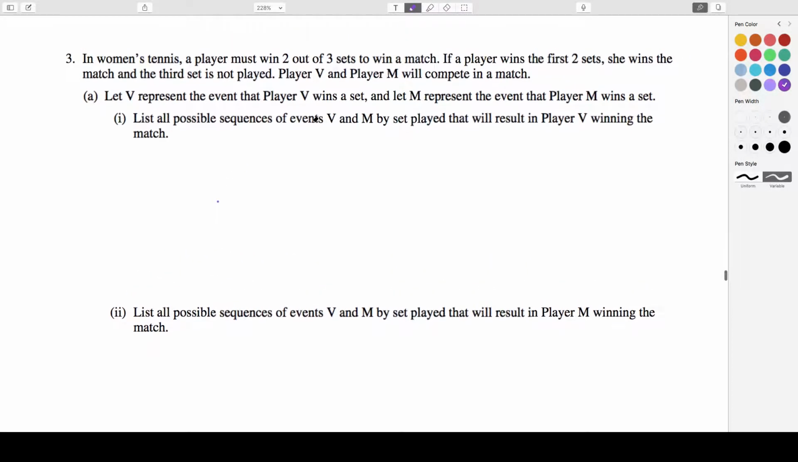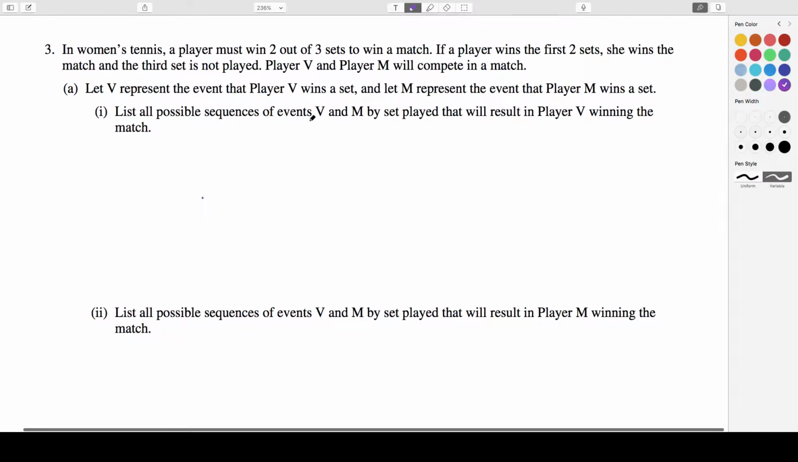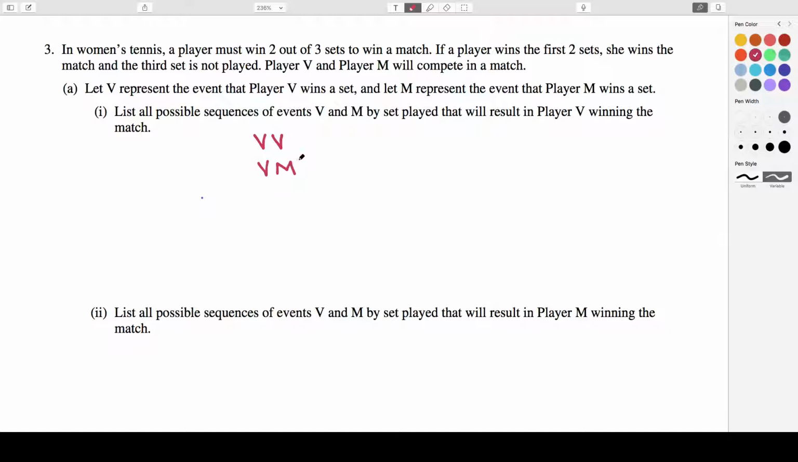The first one's easy. A lot of you got the first. Then remember in tennis, it's best 2 out of 3. So give me the situations where player V wins the match. VV. Or VMV. VMV works. MVV works. Any others? Nope.